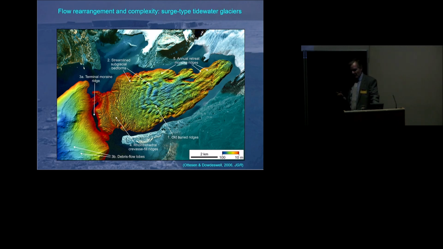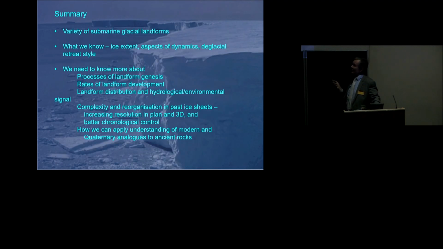Then, at the end of a surge, water, as we know from modern process investigations of surge-type glaciers, is ejected from the base of the glacier, and water pressure in the underlying sediments decreases. The ice sits down and material is squeezed up into rhombohedral or boxwork-like basal crevasse-filled ridges. And then finally, as ice retreats, we see the spider-like annual retreat ridges. This is the sort of complexity that we could see as we improve the resolution of, for example, the multi-beam echo sounder systems, in the same way as we have access now to the 3D seismic data.